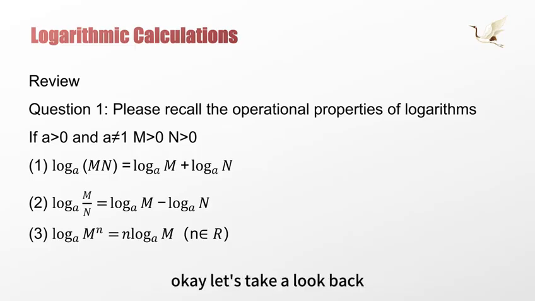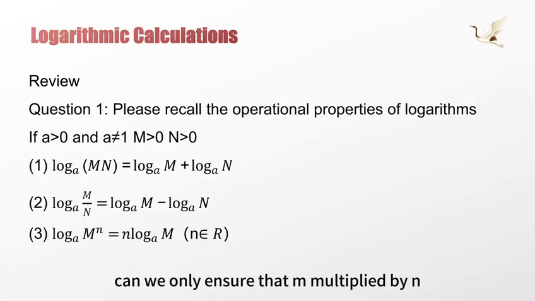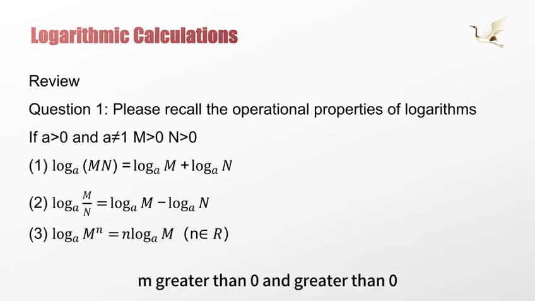Okay, let's take a look back at these three computational properties as a whole. In the first property, can we only ensure that m multiplied by n is greater than 0? M multiplied by n greater than 0 includes two situations: m greater than 0 and n greater than 0, and m less than 0 while n is also less than 0. When both m and n are less than 0, we cannot guarantee that these two logarithms are meaningful. That is to say, in this formula, we must ensure that any number appearing in the true number position is a positive number and that the logarithm is meaningful.